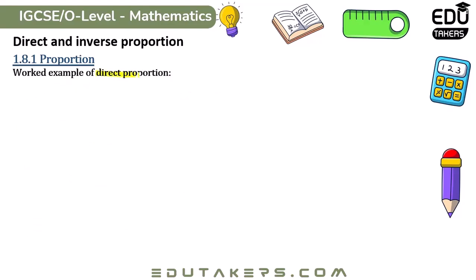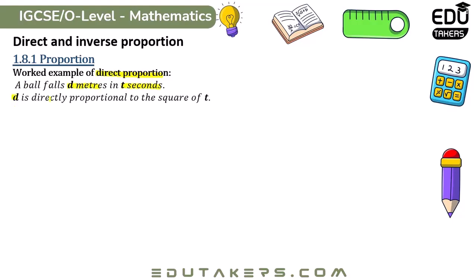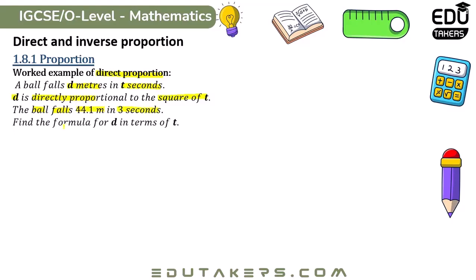Worked example of direct proportion. A ball falls d meters in t seconds. D is directly proportional to the square of t. The ball falls 44.1 meters in 3 seconds. Find the formula for d in terms of t.